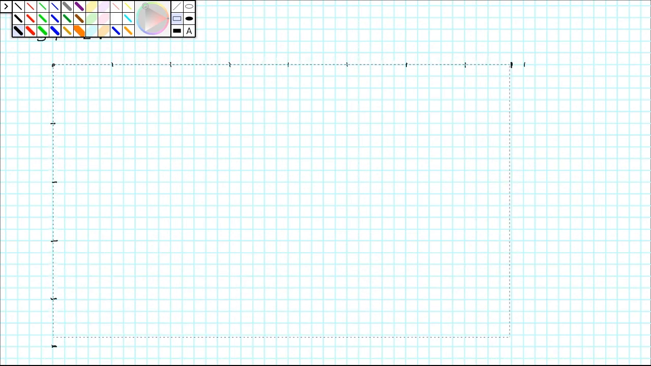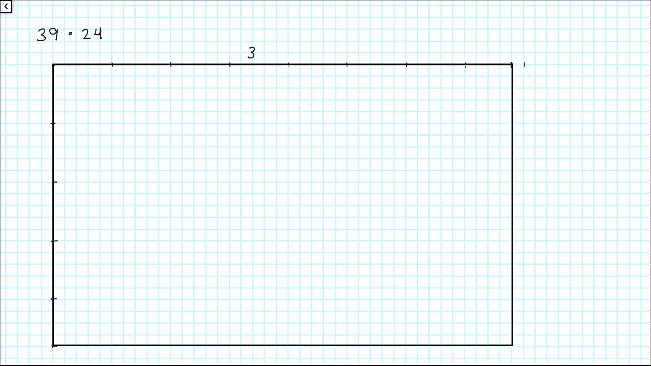I want to do two-digit numbers. So let's multiply, for example, 39 times 24. So I'm going to draw out the grid. So here we have 39 times 24. And I want you to think about what parts of this, if I break up this huge rectangle, are easy to calculate?